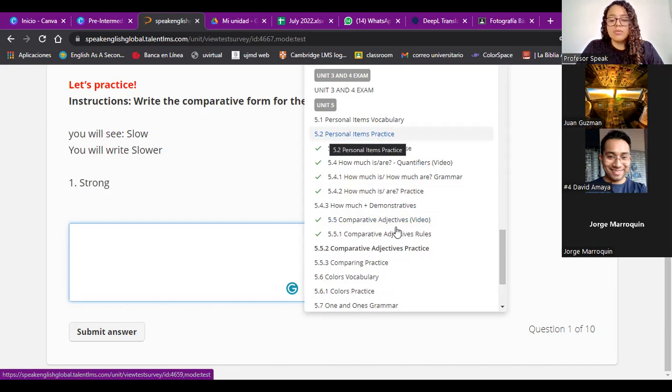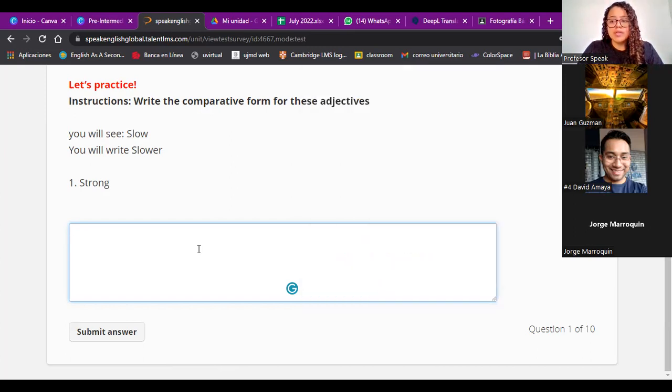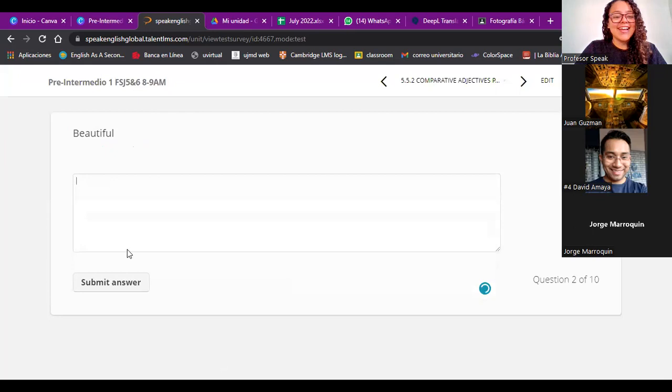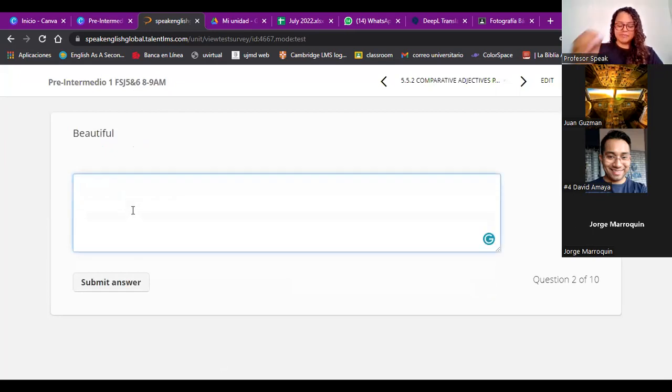All right, guys. So you need to continue, right? We are going to do this exercise together so that you can also continue in the book. Let's see. Instructions. Write the comparative form of these adjectives. We have the adjective strong, which is the comparative? Stronger. Okay. We have beautiful. What's the comparative? More beautiful. Very good. With capital, more beautiful.